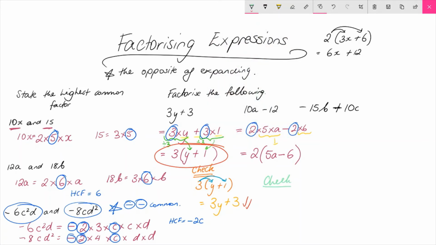So if we were to expand it, go the other way, are we going to end up with what we started with? 2 times by 5a is 10a. 2 times by minus 6 is negative 12. So that's what we started with, which means our factorized version is correct. Now, this very last one, this can be done in one of 2 ways. Okay, I'm going to do it both ways.